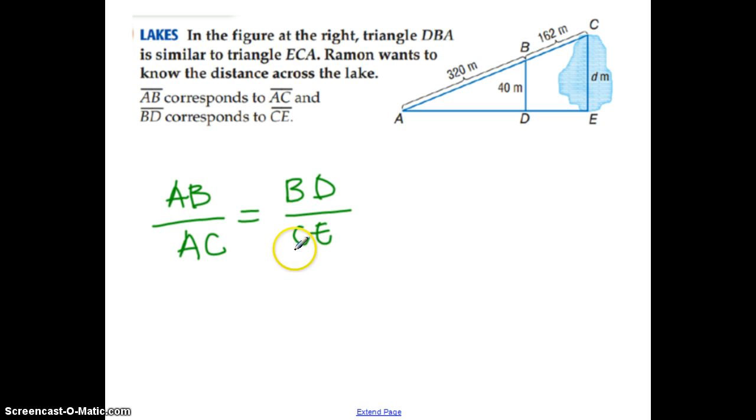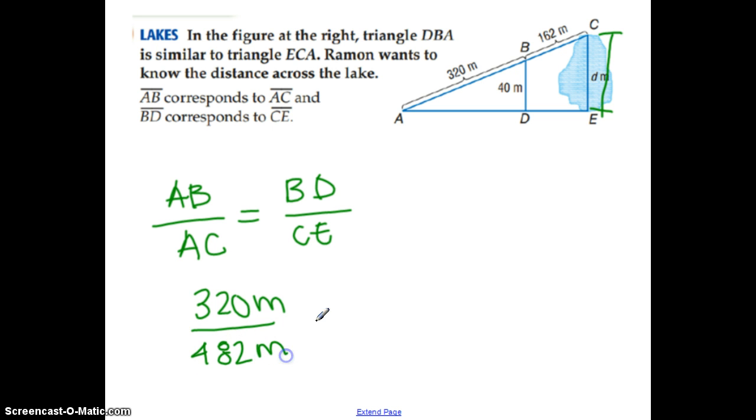I want to find the distance across the lake. So I want to find this distance across my lake, CE. This is going to be my unknown. So AB equals 320 meters. AC equals 320 plus 162, which is 482. BD is 40 meters. And I don't know what CE is, so I'm going to cross multiply.